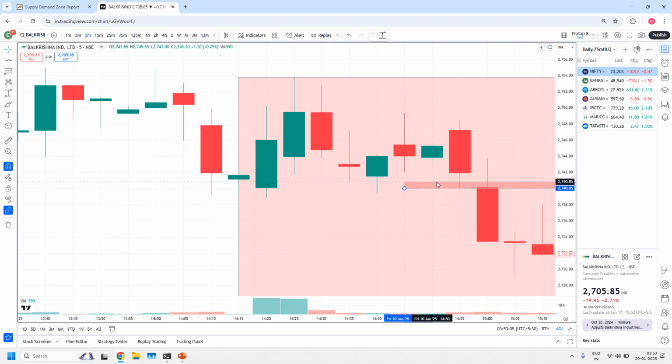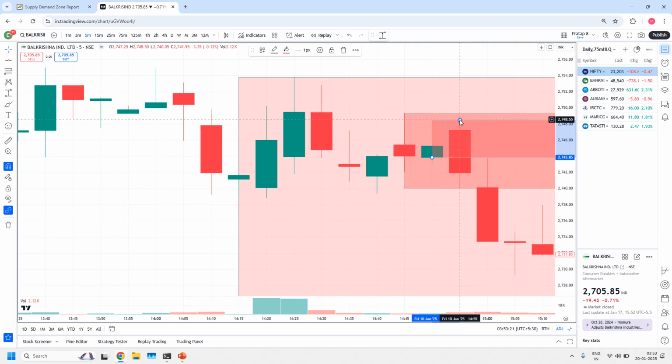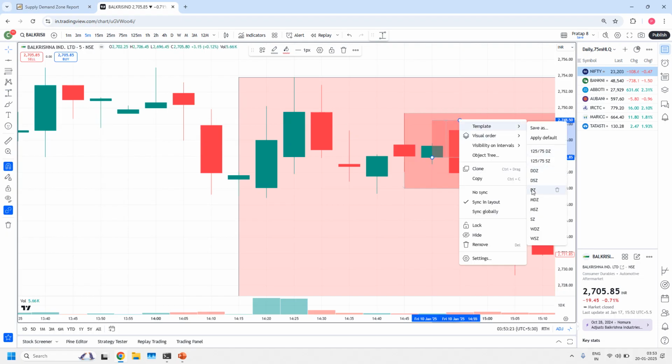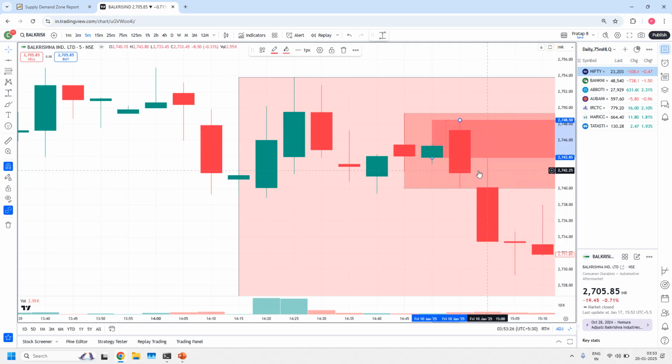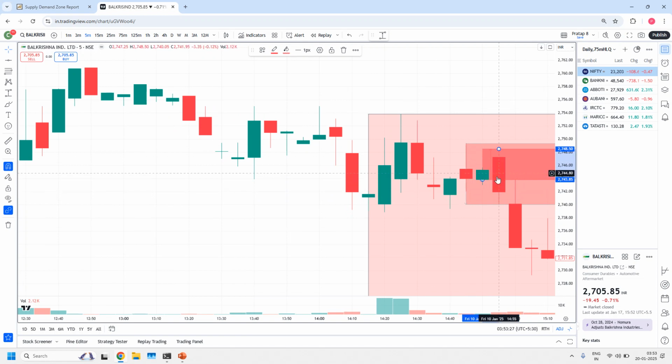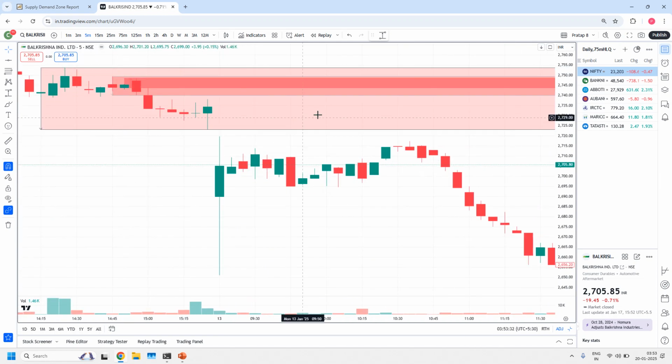See here, this is a drop candle, a big candle. Drop, this is a base, and again this is a drop. This is the 5 minutes time frame, so it is there inside. Drop, base, drop. So that's why we can draw a fine-tuned 5 minute supply zone. Drop, base, drop and follow-through candle.